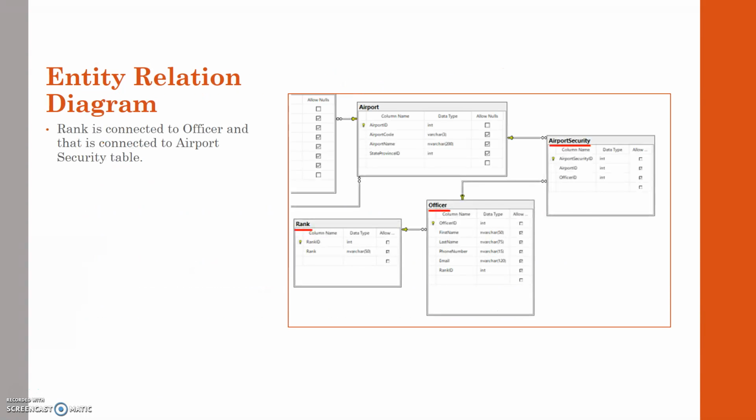Here's my diagram, my relationships, showing how the tables are connected. The rank table is connected to my officer table, and the officer table is connected to the airport security table. And those three are connected to the airport table from the original database.